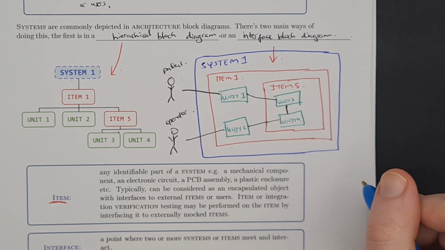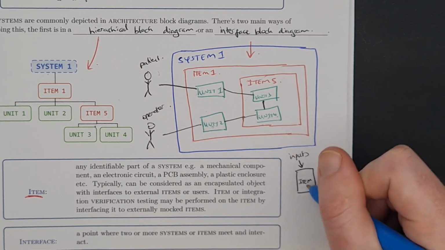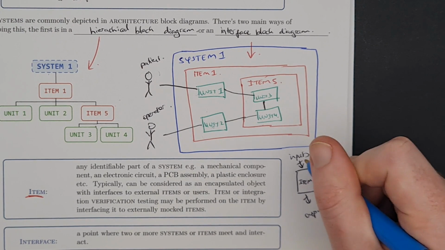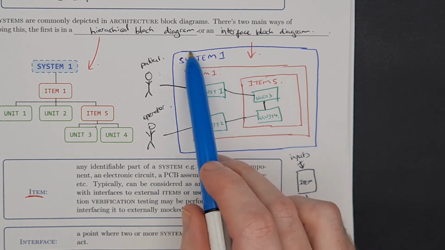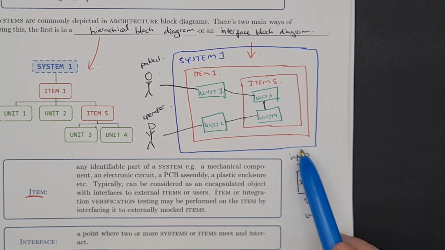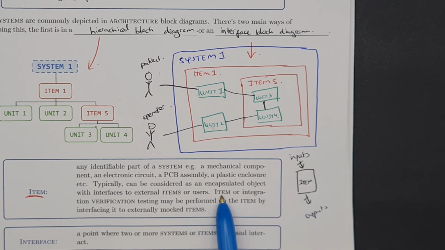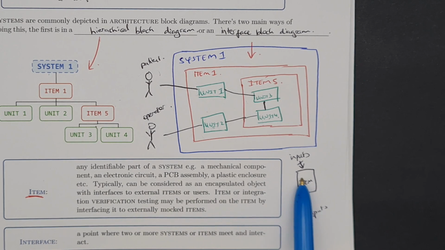All we mean by that is that an item generally you can draw in a box and you can see that it has inputs and outputs. And then these are the interfaces. That's key as well, if you consider that you have to be able to test each item in software, or each system, which is an item in hardware, because the way you test it is you mock the inputs, test the item and mock the outputs, generally in most ways of testing. When we're talking about items, it's very much intertwined with testing. On an item, we'll perform integration verification testing by interfacing it to the externally mocked items.